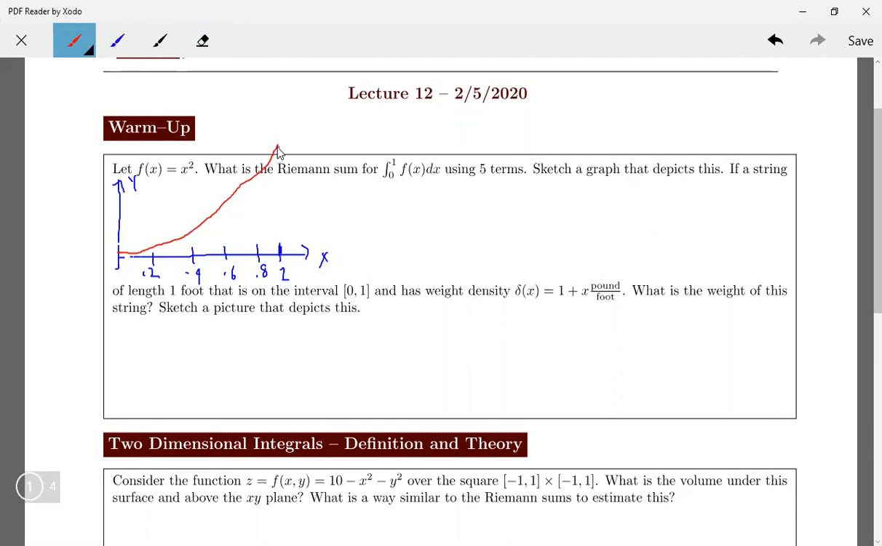We have the graph of this function, y is equal to x squared, and then the Riemann sums do something like this. This would be, if you remember, the right-hand Riemann sum. I have a Desmos graph that we'll look at in just a minute.